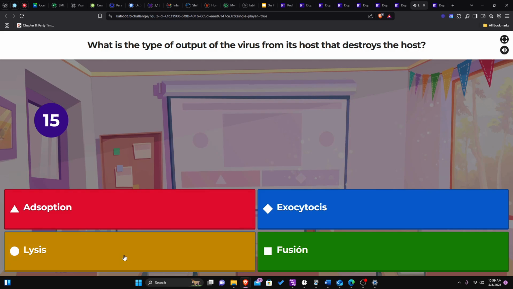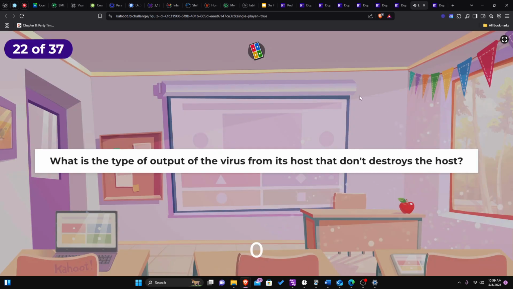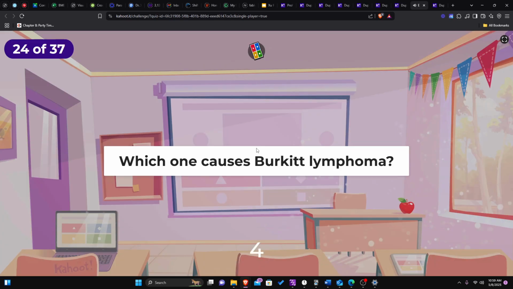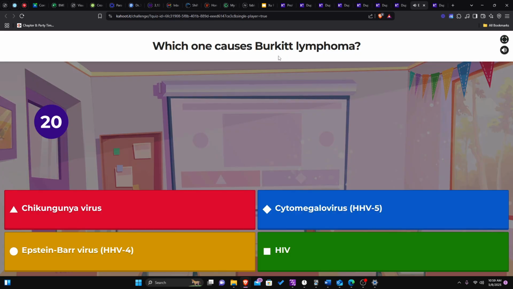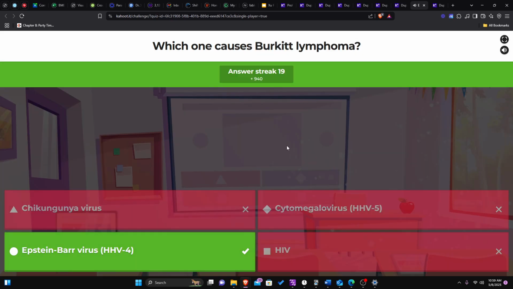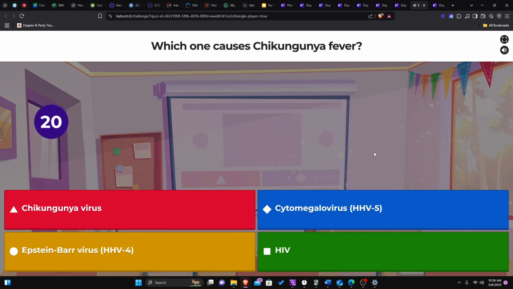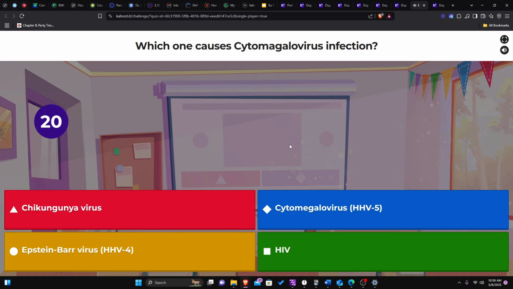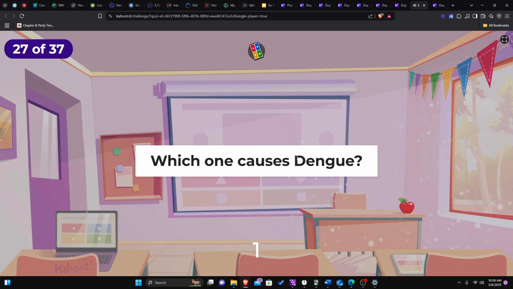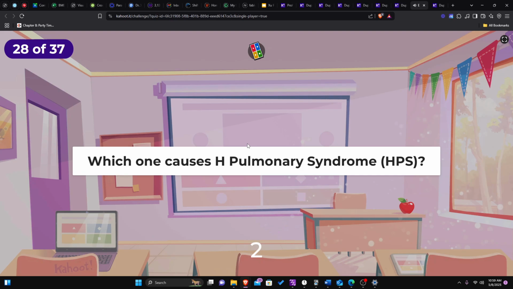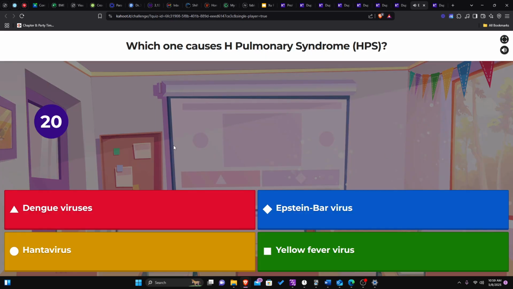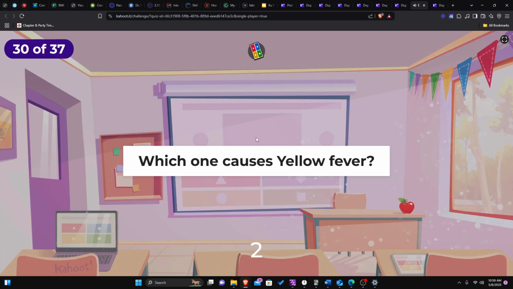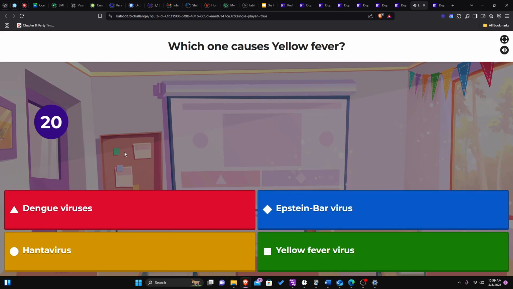Destroys the host. It doesn't destroy exocyte. HIV causes AIDS. Acute lymphoma should be Epstein-Barr. Chikungunya virus. Virus. Dengue. Hantavirus. Mononucleosis, also Epstein-Barr. Yellow fever virus.